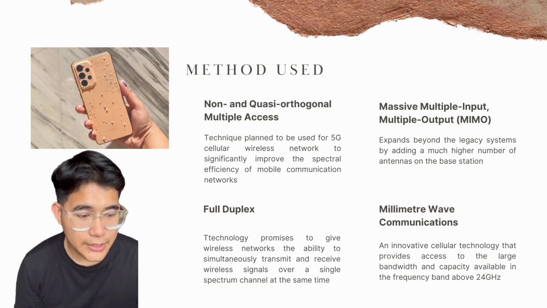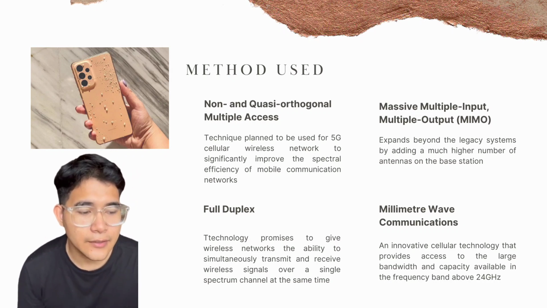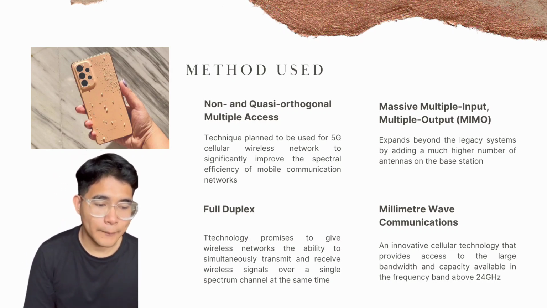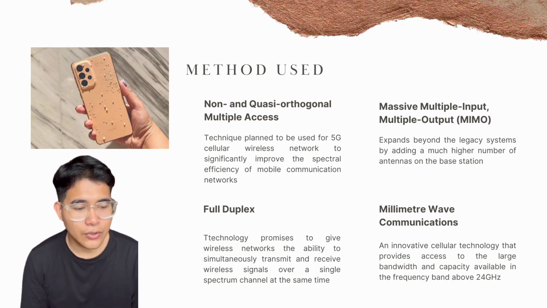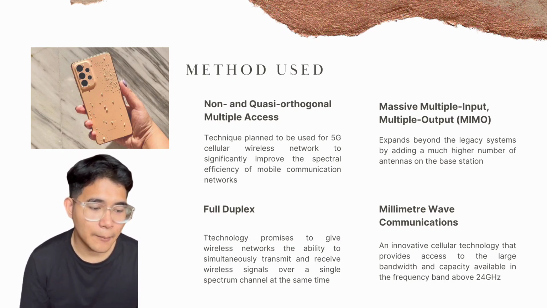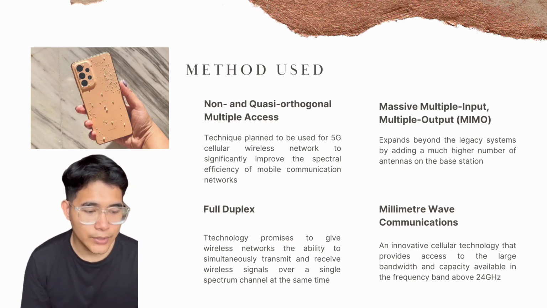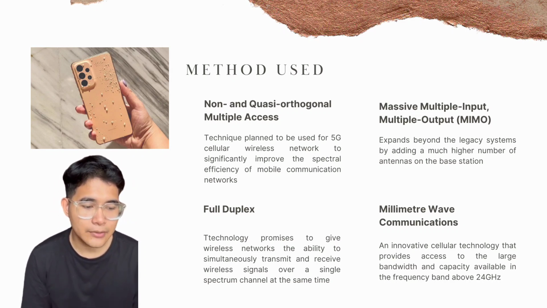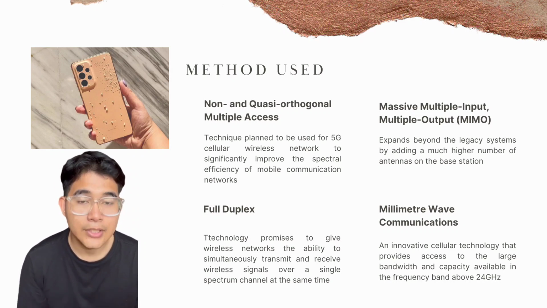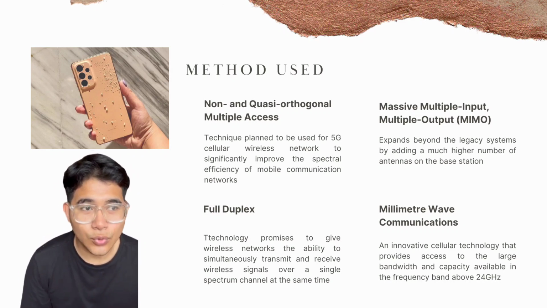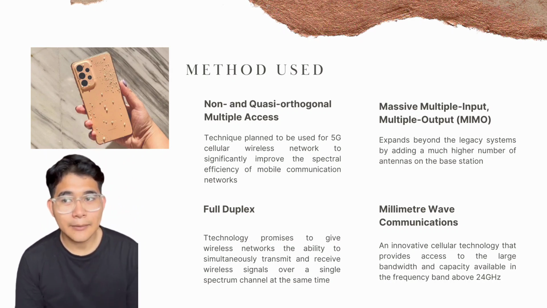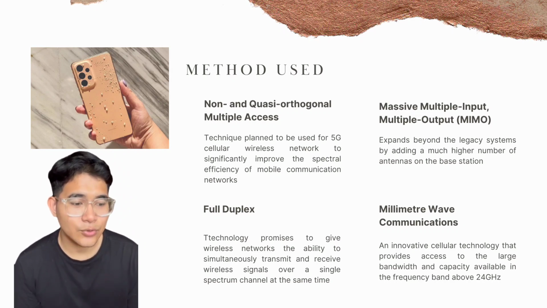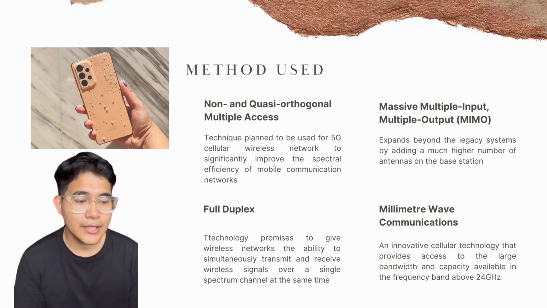Okay, so we will discuss the methods used in 5G technology. We have four methods. The first method is non-orthogonal and quasi-orthogonal multiple access. NOMA is a technique planned to be used for 5G cellular wireless networks to significantly improve the spectral efficiency of mobile connection networks. So this method is used to increase the capacity of users. There will be more users that can connect to the internet if you are using this method.